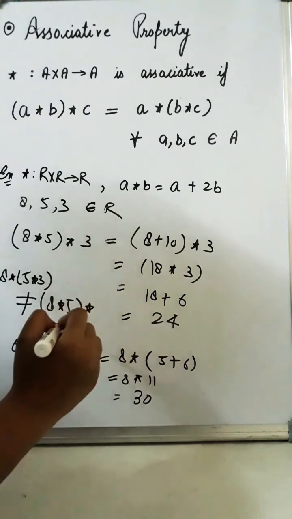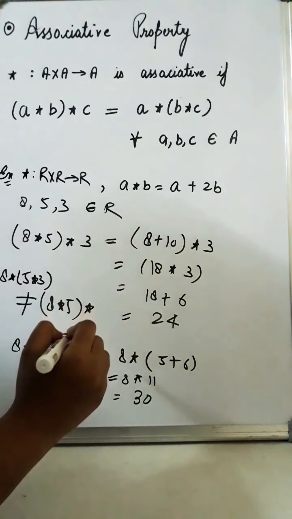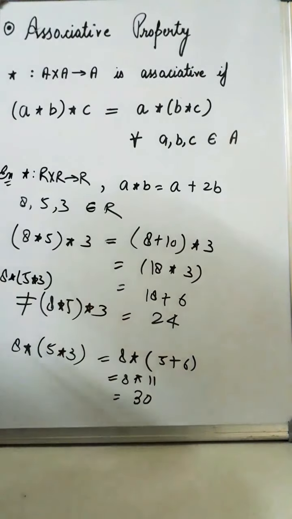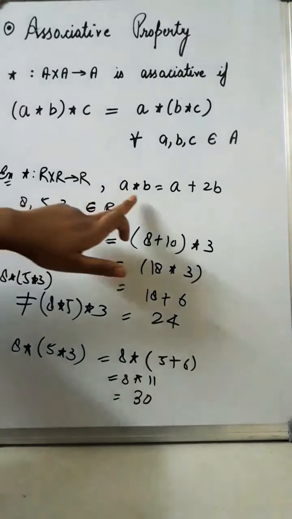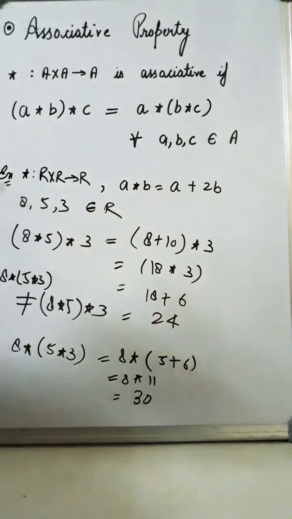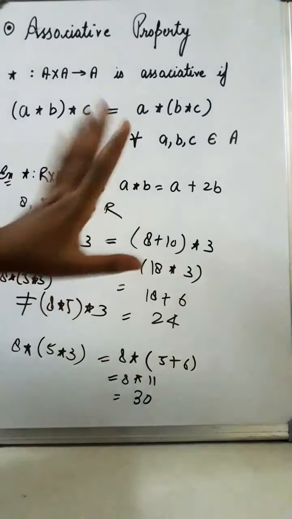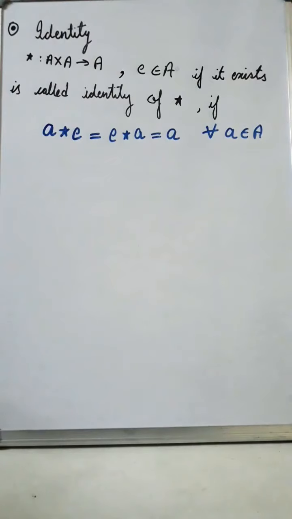It's quite a tongue twister kind of thing when speaking, but you can see this is not equal. So your star defined as A plus 2B is not associative in nature. What I did, I simply took 3 real numbers and operated stars on them.